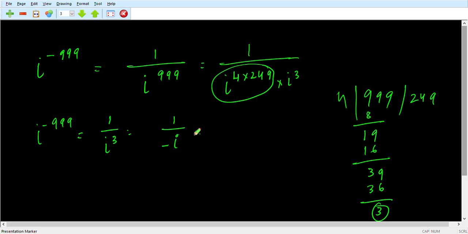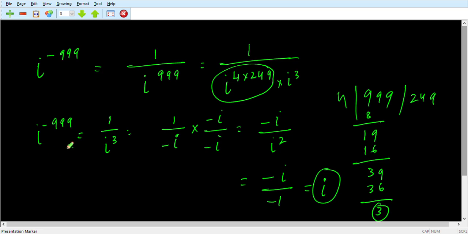And if I rationalize it by multiplying with minus iota in numerator and denominator, this will give you minus iota upon minus minus will become plus, iota square, and iota square will be minus 1, as we have already discussed. So minus iota upon minus 1, this minus minus will get cancelled, and the answer will be iota. So if someone asks you to evaluate this value, the answer will be iota itself.